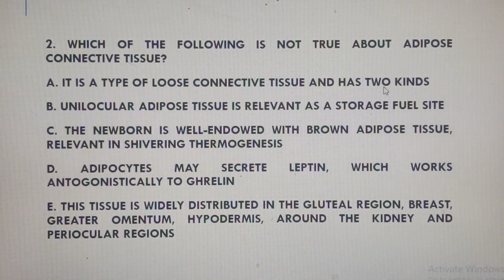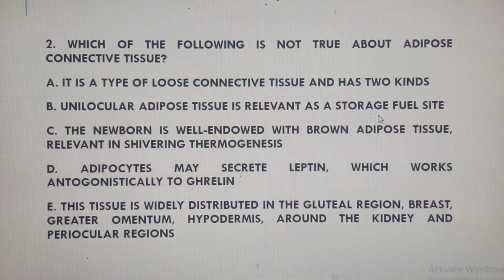We will see, of course, the brown adipose tissue and the white adipose tissue, or the so-called multilocular adipose tissue and unilocular adipose tissue. Option B says unilocular adipose tissue is relevant as a storage fuel site. This is a very true statement.